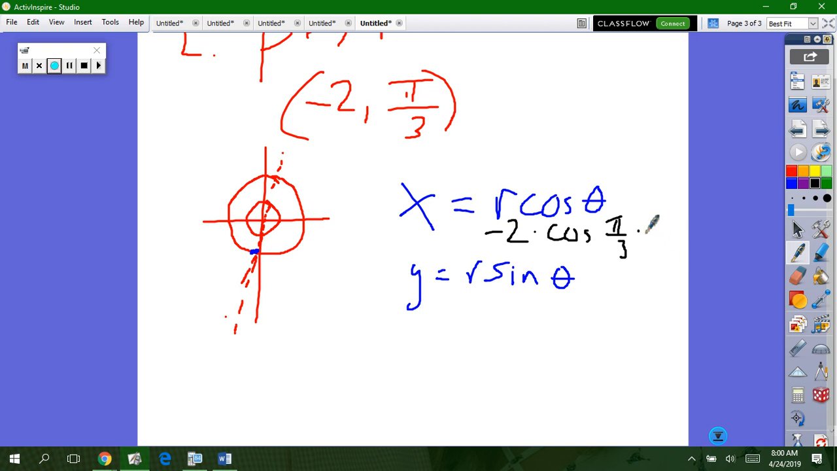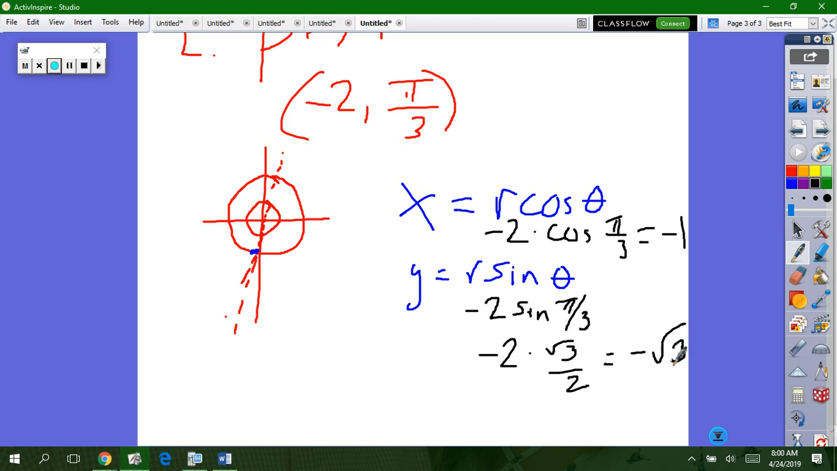My graph's not that great. So that comes out to be -1. -2 times the sine of pi thirds comes out to be -2 times √3/2, which comes out to be -√3. And then at that point right there, the same thing, right? I know it's not the most accurate thing that I just did, but it's there.